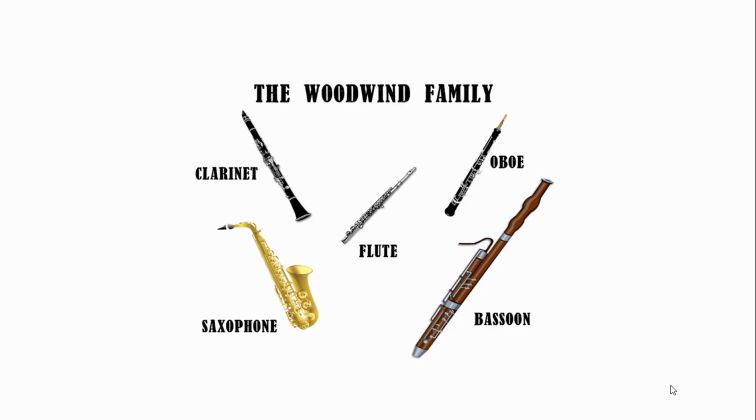Recorder belongs to woodwind families such as clarinet. Can you see it on the screen? Saxophone, flute, oboe, bassoon. The first recorders were made in the 1500s. You can see that recorder has been around for a long period of time.